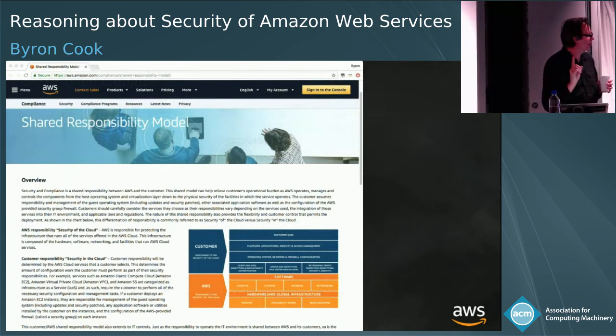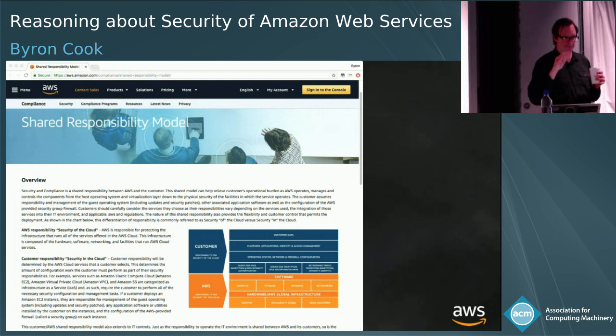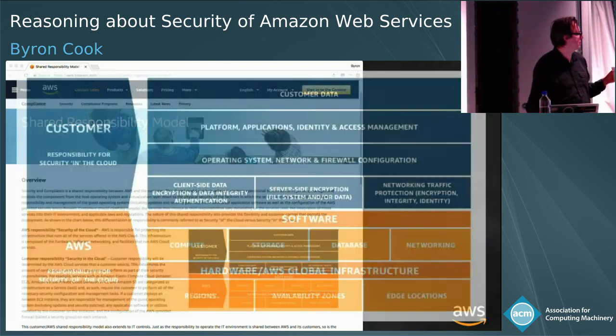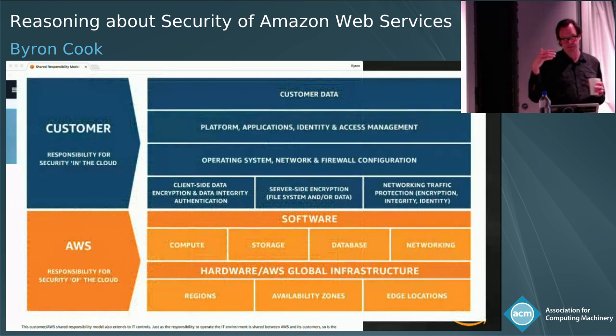But just to add a little bit more spice to the problem, it turns out that there's two fundamentally different security problems if you're trying to help the company move fast and stay secure, because there's this idea of the shared responsibility model. The idea is that the customer, because remember, we're providing a very general computing platform to millions of customers.